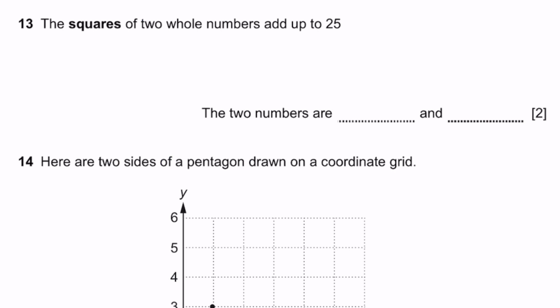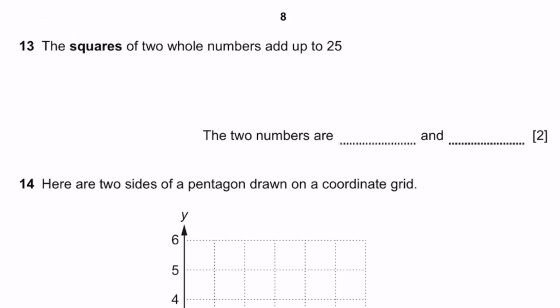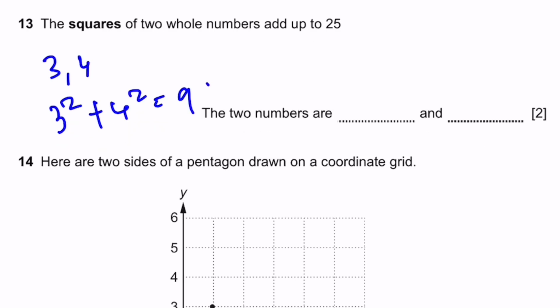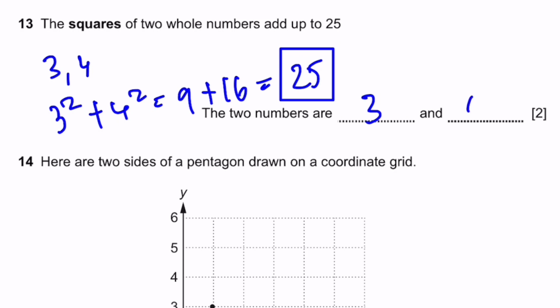Question 13. The squares of 2 whole numbers add up to 25. The 2 numbers are dash and dash. So if the 2 numbers squared add up to 25, that means the 2 numbers are less than the square root of this number. Root 25 is equal to 5. So the 2 numbers are less than 5. So let's say the numbers are 3 and 4. 3 squared plus 4 squared is equal to 9 plus 16, which is equal to 25, which is correct. Therefore, the two numbers are 3 and 4.